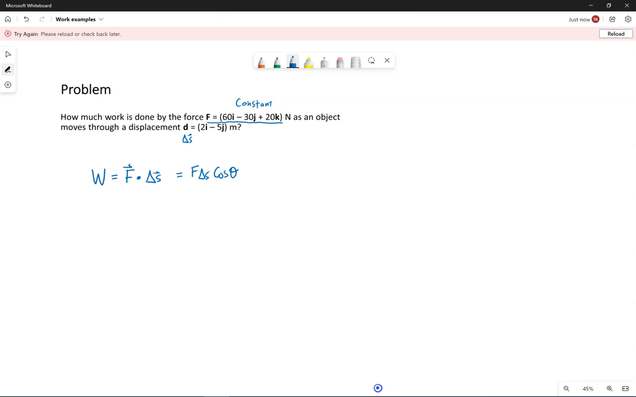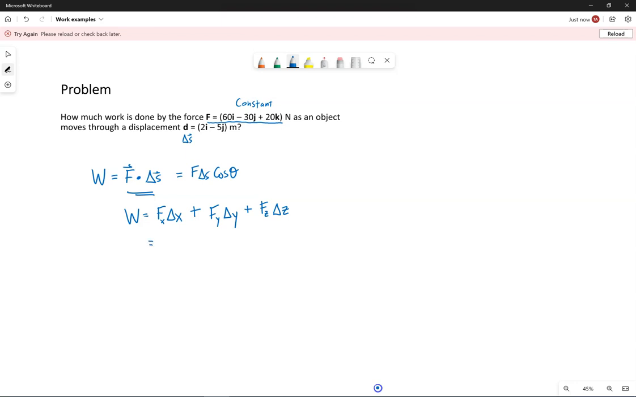But I don't want to waste my time finding an angle when I can simply do the dot product. If you remember from an earlier video, doing the dot product is multiplying parallel components. So we will take the X component of the force and multiply that by the X component of the displacement. Then we take the Y component of the force and multiply that by the Y component of the displacement. And similarly for the Z component.